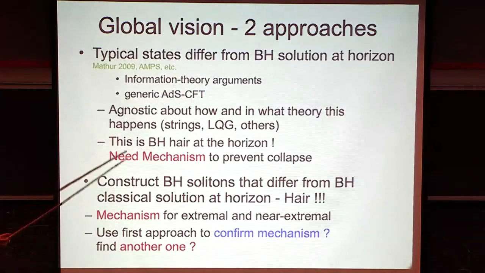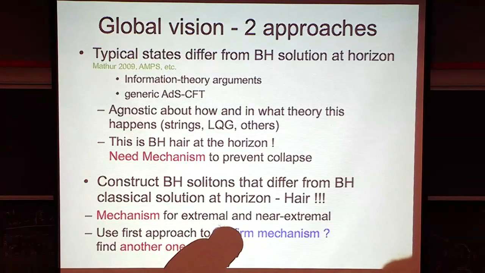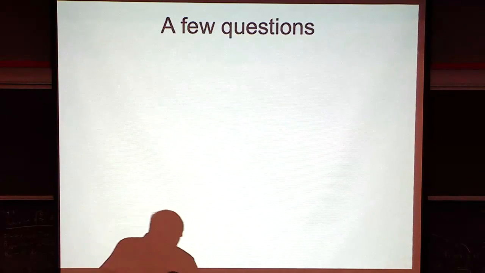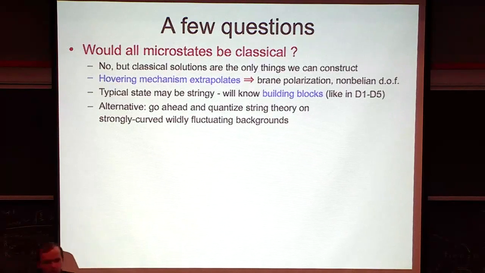But again, the main hope which I have is, can one actually find a similar mechanism? Can one confirm the mechanism? Can one find something or find another one? So a few questions that everybody keeps on asking. Okay, we're doing classical solutions. Would all the microstates be classical? Why do you do that? Why wouldn't the black hole be highly quantum, fuzzy, and so on and so forth? This is one of the reasons why Samir came up with the name fuzzball to begin with. Those are just classical solutions, but you expect the black hole typical state to be some highly quantum, fuzzy thing.